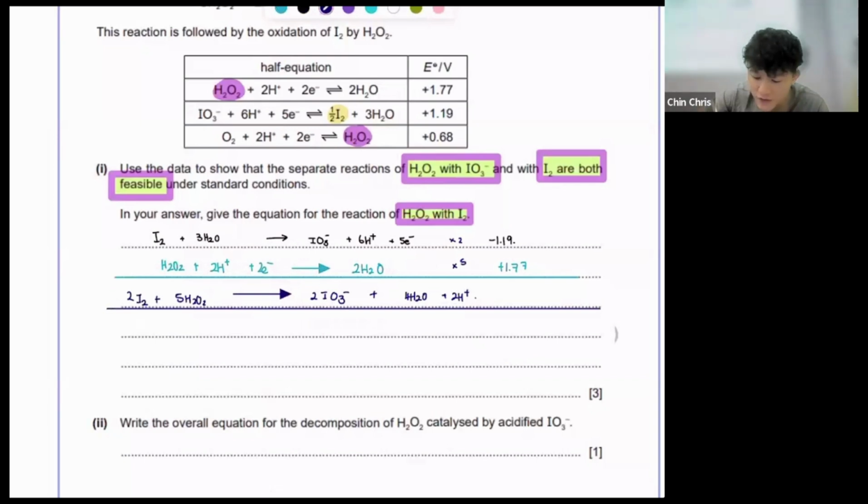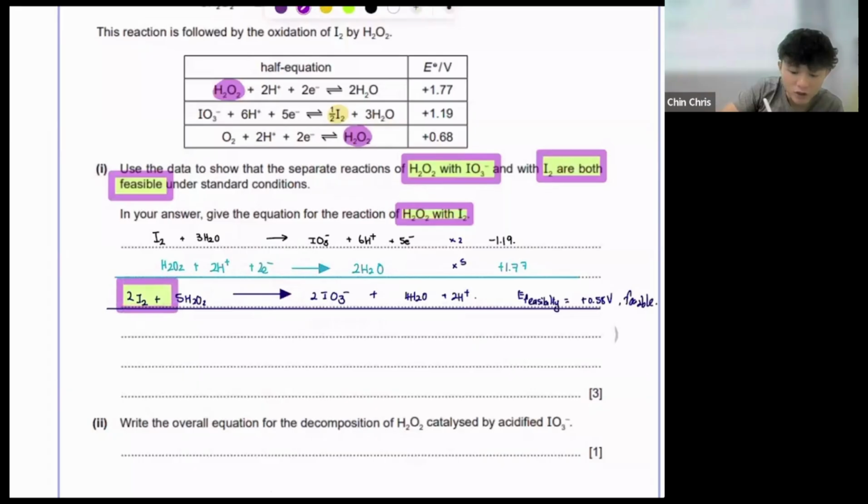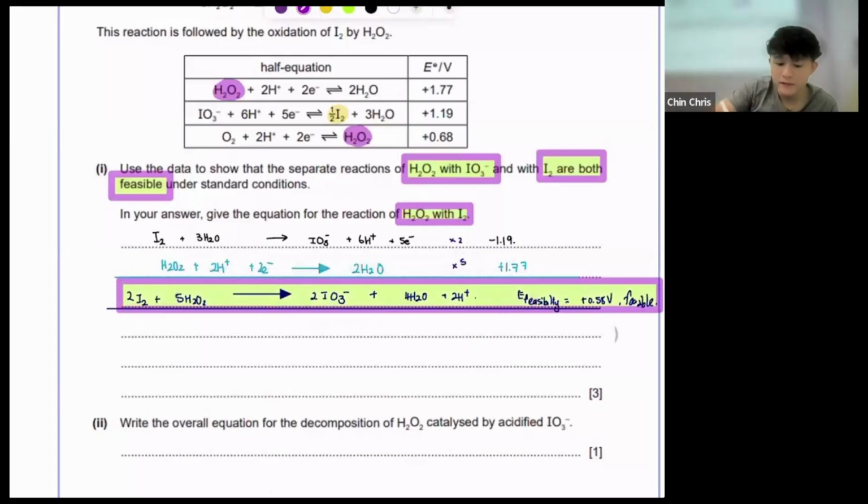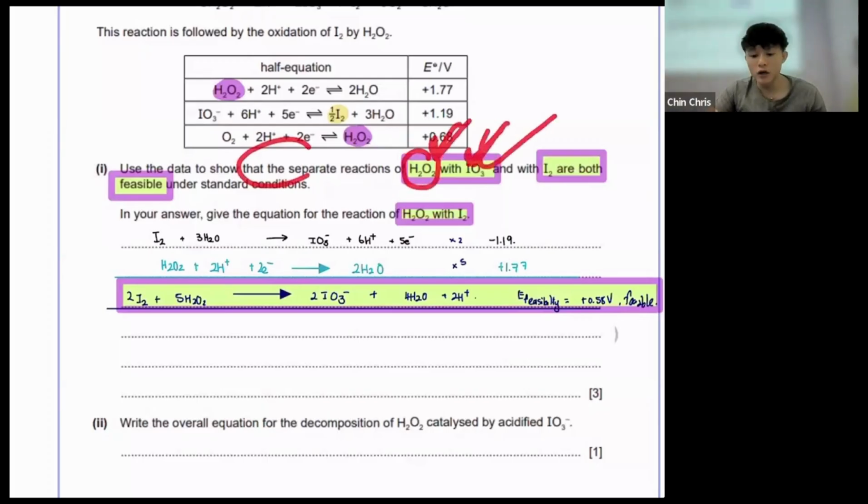Guys, what is my E-feasibility? 1.77 plus negative 1.19. The answer is 0.58, right? Well done. So do you see that it's feasible? Get me? Guys, you're not done yet. That is only for one question. They want you to show H2O2 is also feasible with IO3 minus. Go. Show another equation. H2O2 with IO3 minus.